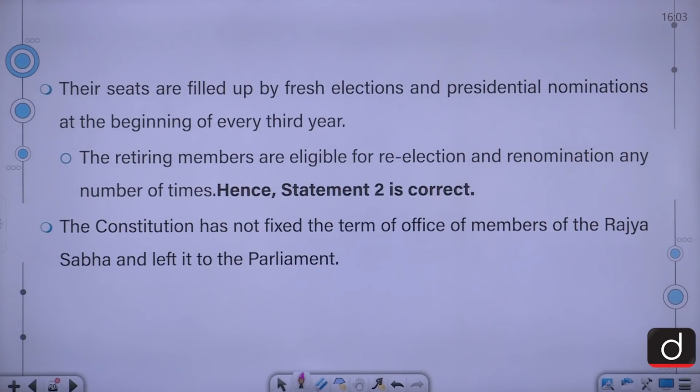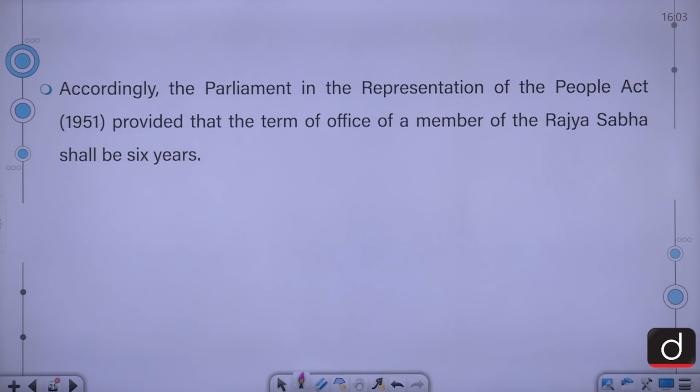The Constitution has not fixed the term of office of members of the Rajya Sabha and it has left it to the Parliament. Accordingly, the Parliament and the Representation of People Act provided that the term of office of a member of the Rajya Sabha shall be 6 years.